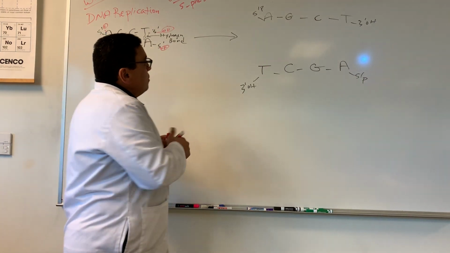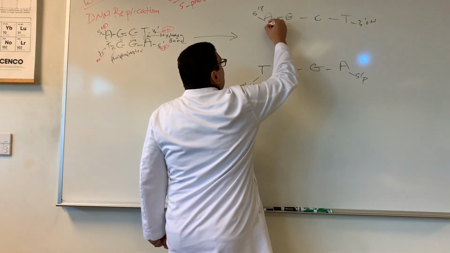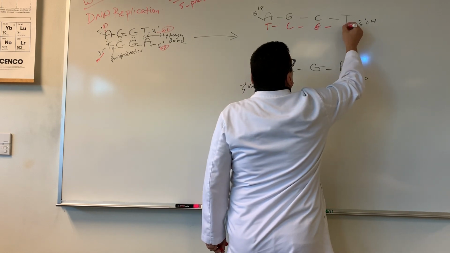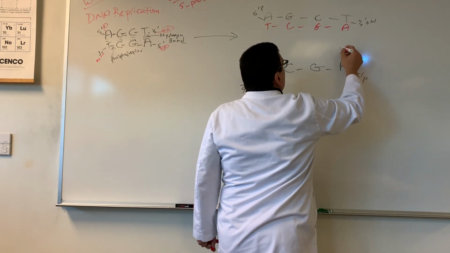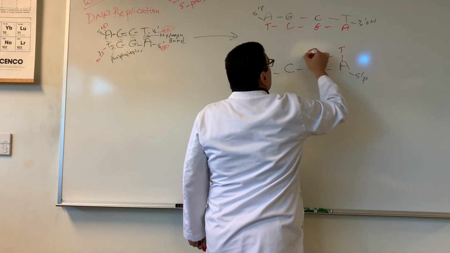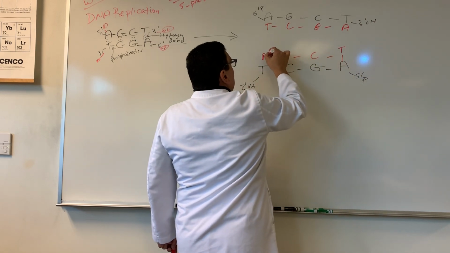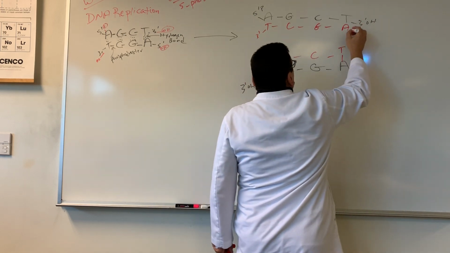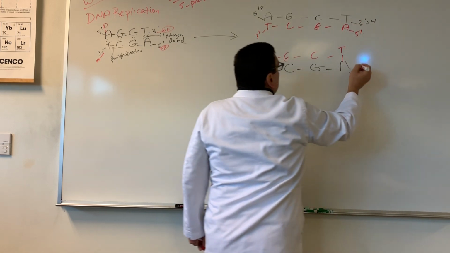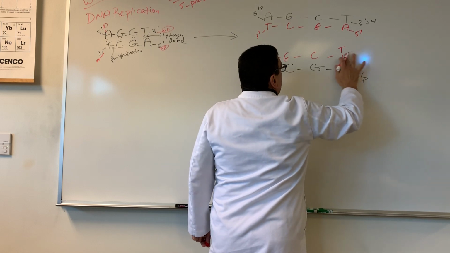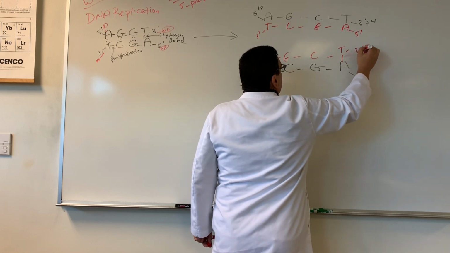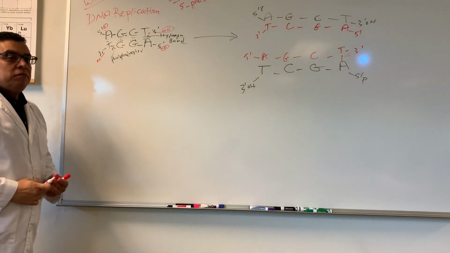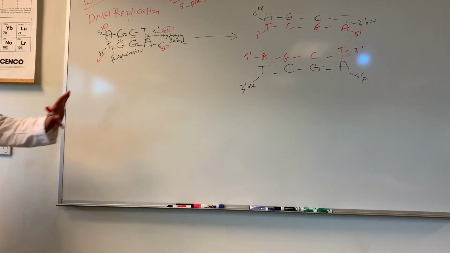Copy would be like this. For every A, there's a T. For every G, there's a C. Keep going. G. Keep going. A. Good. Do this one. C. G. A. Good. And if this is 5 prime, what would this be? 3 prime. If this is 3 prime, what would this be? 5 prime. Good. Same thing with this one. If this is 5 prime, this is 3 prime. Got it. I'm done. That's it. Well, the big picture.